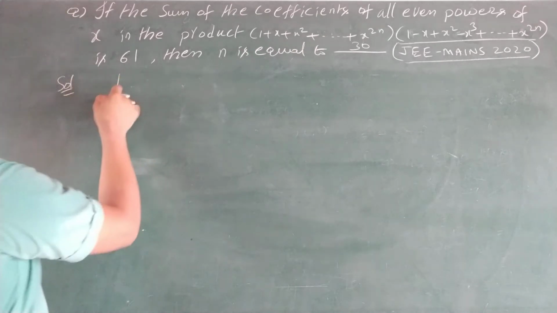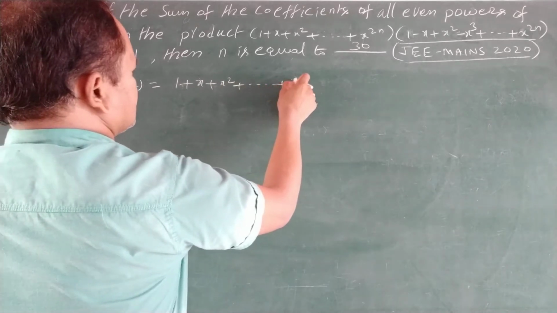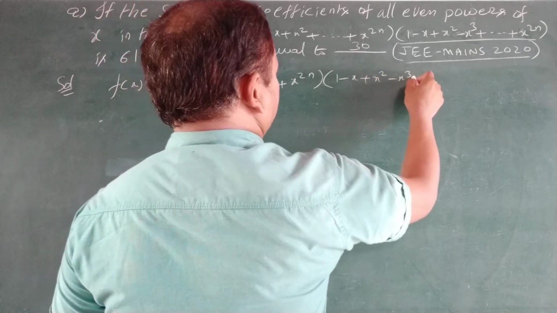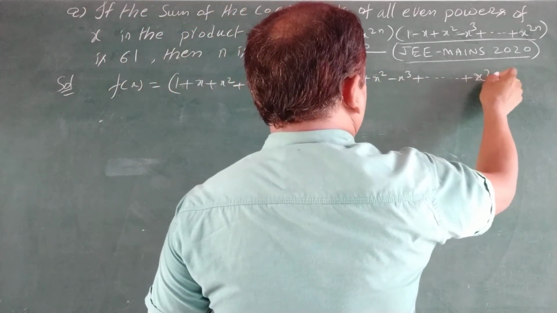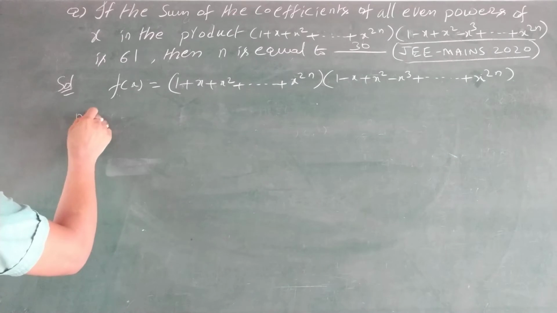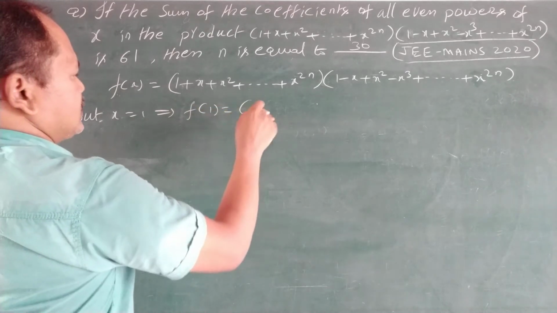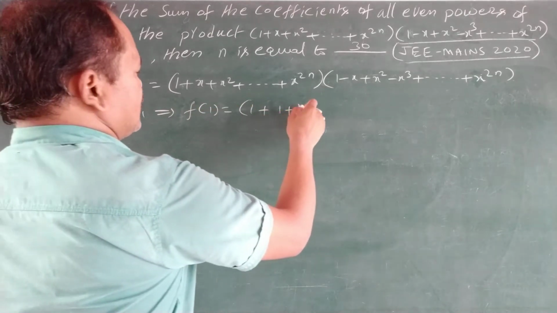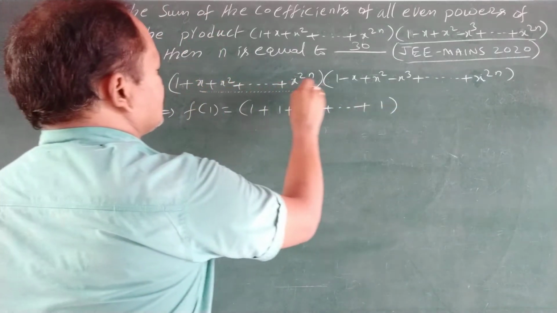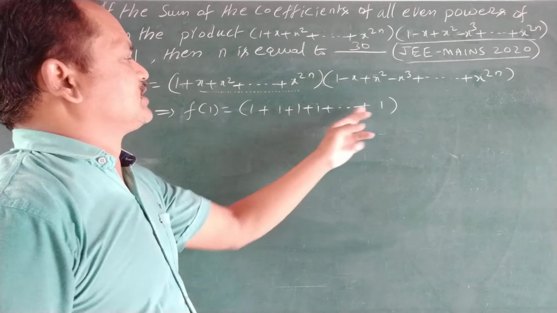Let us consider the product as f(x), that is (1 + x + x² + ... + x^2n) into (1 − x + x² − x³ + ... + x^2n). That's all. Now put x equal to 1. Then f(1) is equal to 1 + 1 + 1 + ... + 1. Here, 1 up to 2n terms, that is 2n + 1.